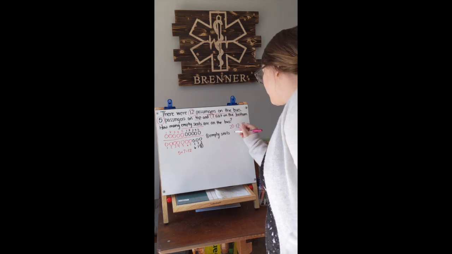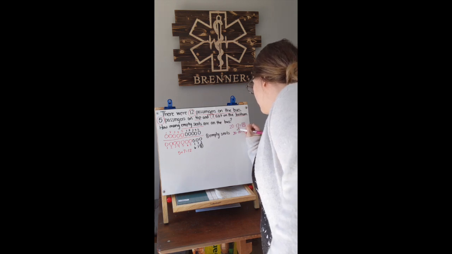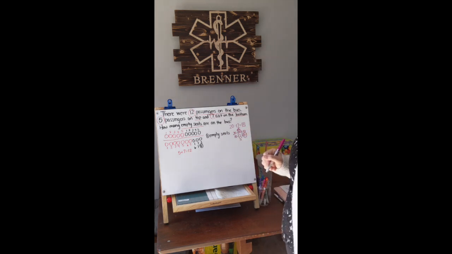Okay, so let's break this into a friendly number. 20 minus 10 equals 10. So this would be 10 and 2. 10 minus 2 equals 8. There can be 8 empty seats on the bus, and this number plus 12 should equal 20. Cool.